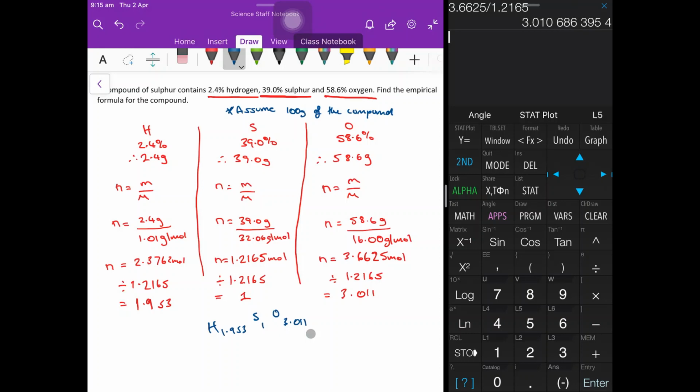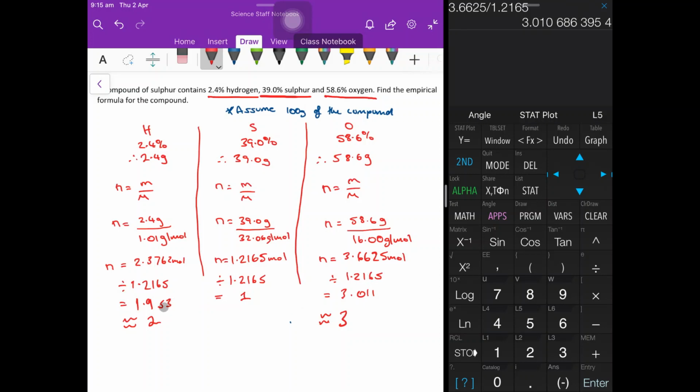We can do that. And so what I'm going to do is remove this, because this is not our final answer. I'm working over here now with my hydrogens. 1.953 is approximately equal to 2. And if I come over to my oxygens, 3.011 is approximately equal to 3.